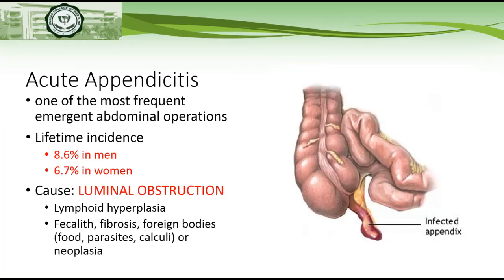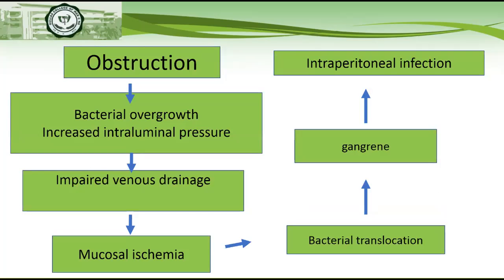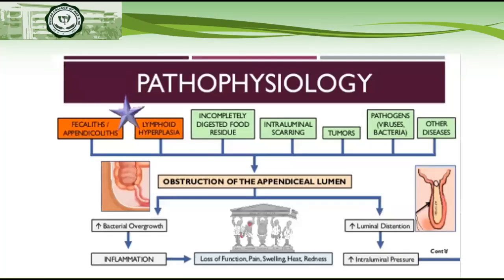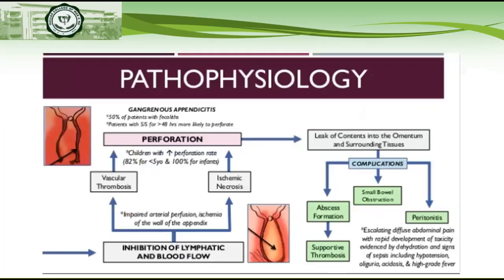You can have lymphoid hyperplasia, fecalith, fibrosis, foreign bodies, sometimes food, parasites, calculi. It can be fruit seeds or sometimes even neoplasia. So you start with the obstruction. There's bacterial overgrowth and increased intraluminal pressure in your appendix. You have impaired venous drainage, which leads to mucosal ischemia. Bacterial translocation occurs, leading to gangrene, and finally intraperitoneal infection. So fecalith is the most common cause of the obstruction of the appendiceal lumen.